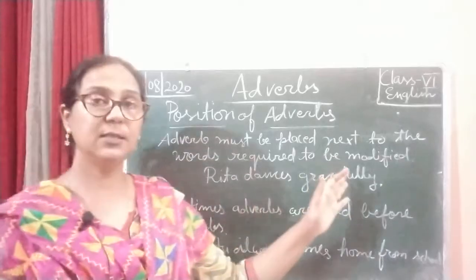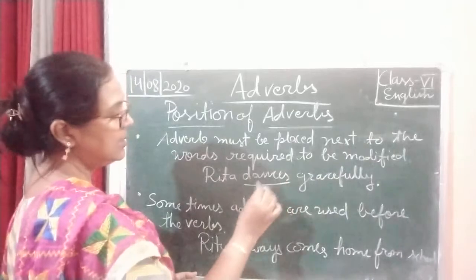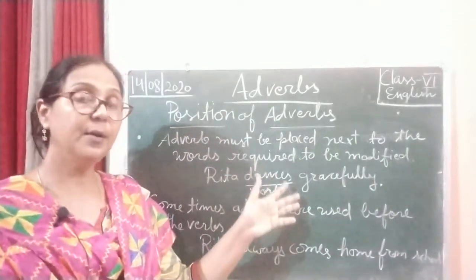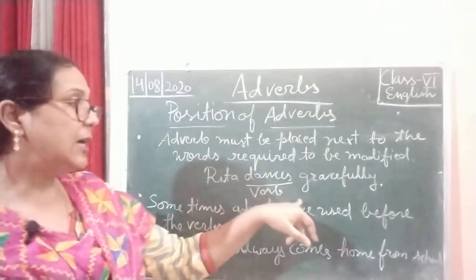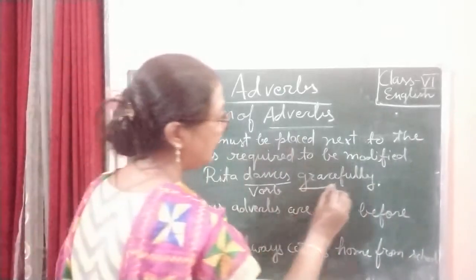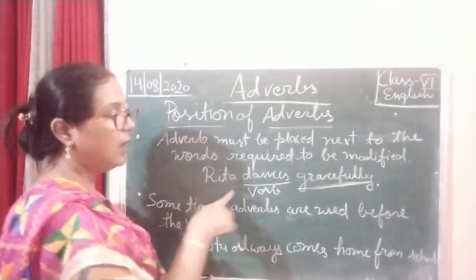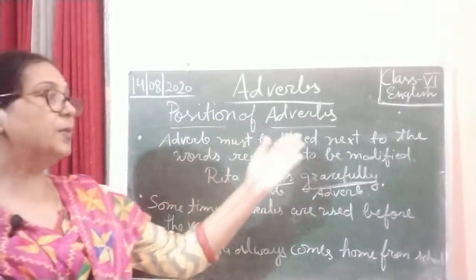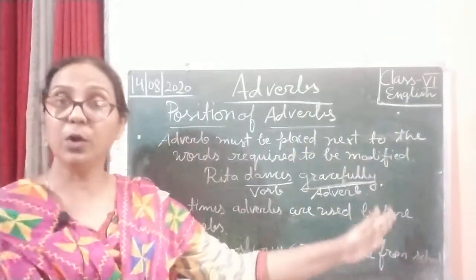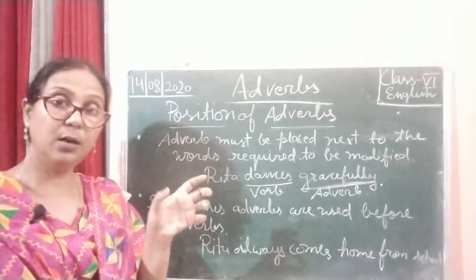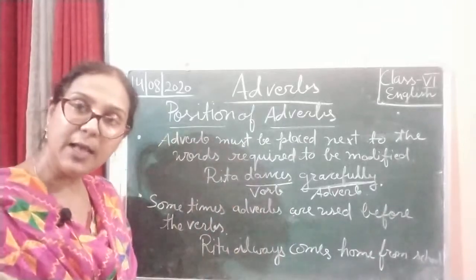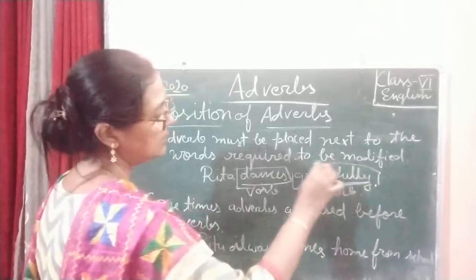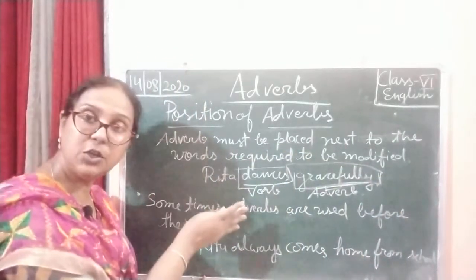For example, Rita dances gracefully. Now here, Rita dances. Dances is a verb, and as you all know, as we have studied in the definition of adverb, it describes a verb. So, Rita dances gracefully. Now here it is describing the dance of Rita. This is gracefully. So, this is an adverb. As we have discussed, an adverb must be placed next to the words required to be modified. Which we want to modify, the adverb is placed next to that word. Here we just modify this dances. That is why we have placed this adverb over here. So this is the position of an adverb.